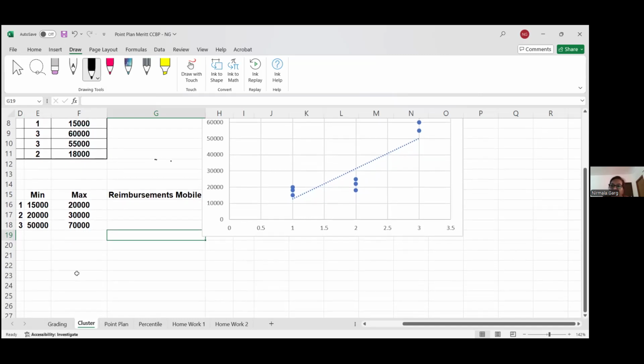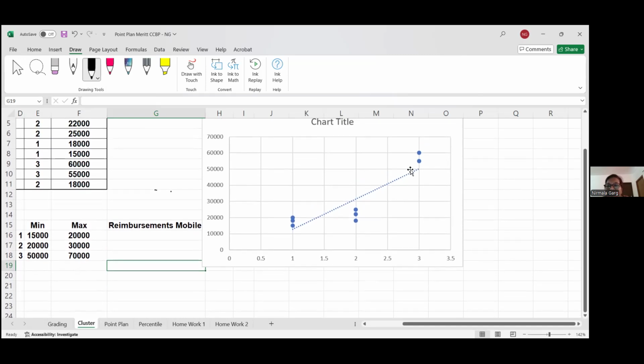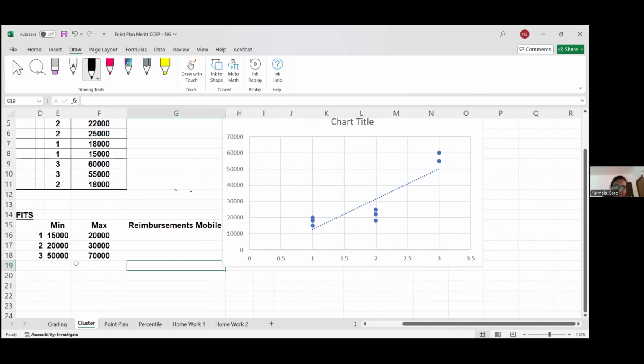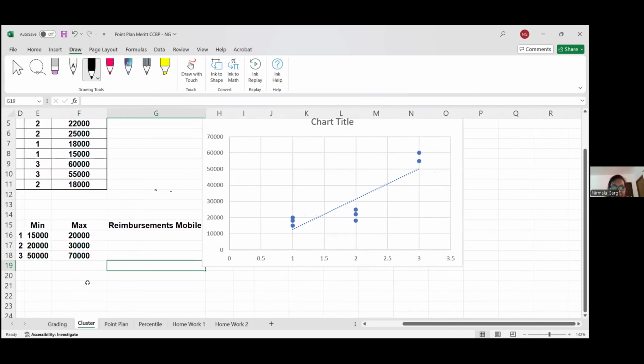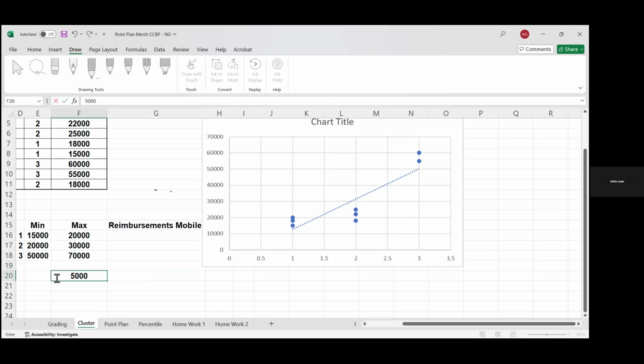Now you'll see that because the positions are few, grade 3 is around 55,000. So I've extrapolated it to 70,000. So I put it as 50,000 to 70,000. There are 2 things you need to tackle and we will tackle one by one. What is the difference between 15,000 and 20,000? 5,000. Okay. Now you have to create bands.